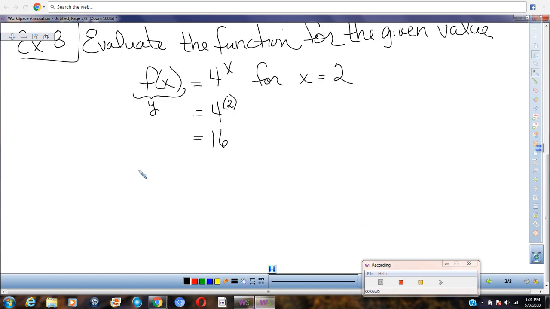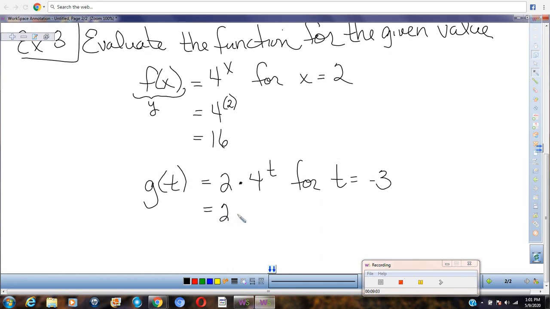Try another one. What if I said g of t? And again, this just means y, it's function notation, equals 2 times 4 to the t, where t equals -3. So we're going to take -3 and plug it in for t. And again, we're plugging it into this one. This is just function notation. So you have equals 2 times 4 to the -3. And again, anytime you plug in something for a variable, you put it in parentheses.